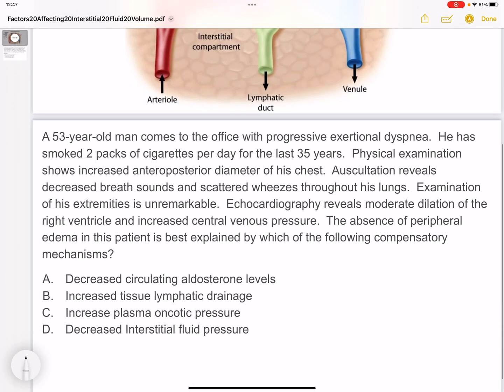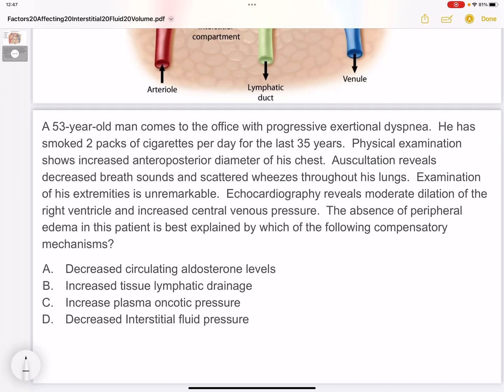Now let's do a question. A 53-year-old man comes to the office with progressive exertional dyspnea. He has smoked 2 packs of cigarettes per day for the last 35 years. Physical exam shows increased AP diameter of his chest. Auscultation reveals decreased breath sounds and scattered wheezes throughout his lungs. Exam of his extremities is unremarkable. Echocardiography reveals moderate dilation of the right ventricle and increased central venous pressure. The absence of peripheral edema in this patient is best explained by which of the following compensatory mechanisms?